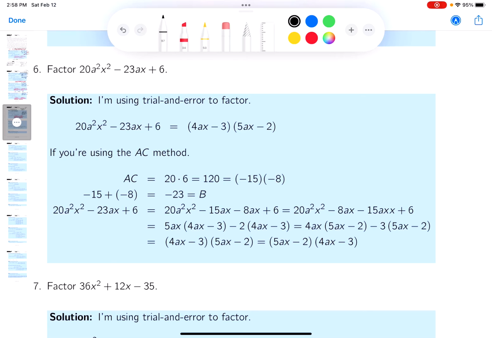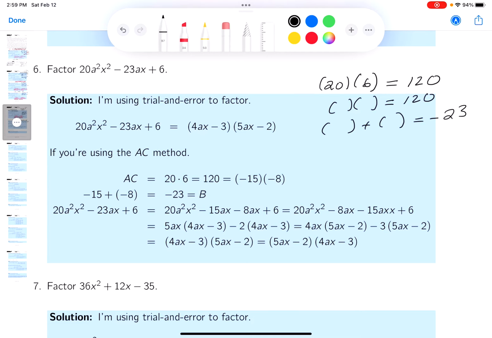Okay, so kind of concentrating on the AC rule. And so I'm looking at it, and it's 20 times 6, which is 120. So what I need to do is find two numbers that give me a product of 120. But when I add those two numbers together, I'm going to get minus 23.